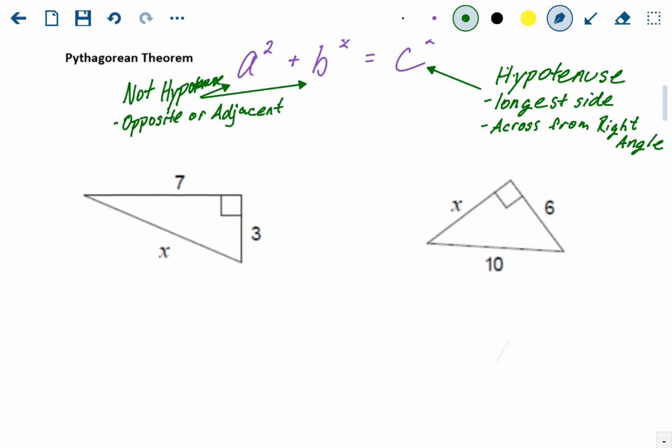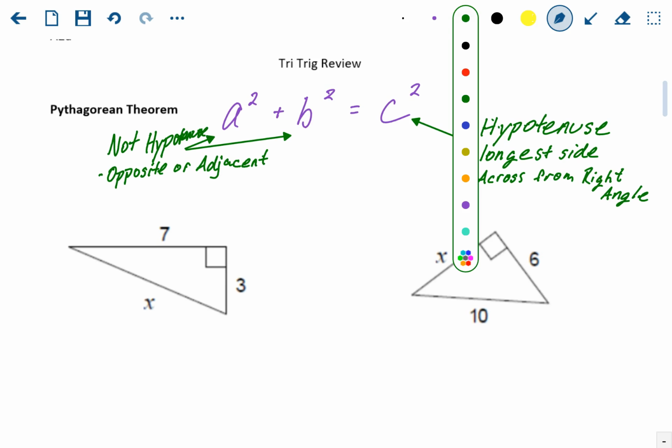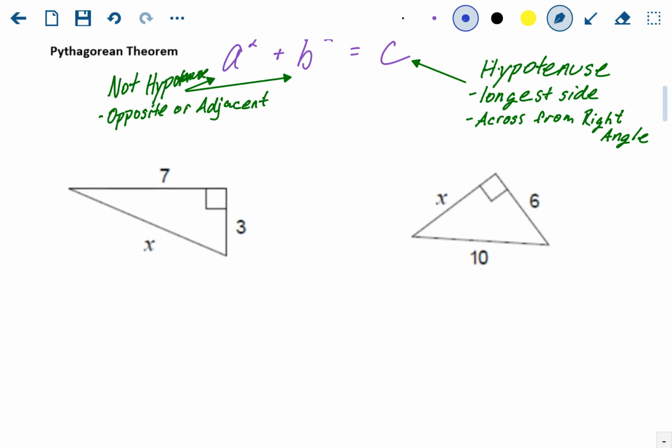a squared plus b squared equals c squared. So you always want to identify first what you don't know. Or mostly I like to identify where the hypotenuse is first. This is a right triangle, represented with this box in the corner, so across from that box is always going to be side c. On this problem, we don't know what the hypotenuse is, which means we do know what a and b are. Let's call it a is 7 and b is 3.